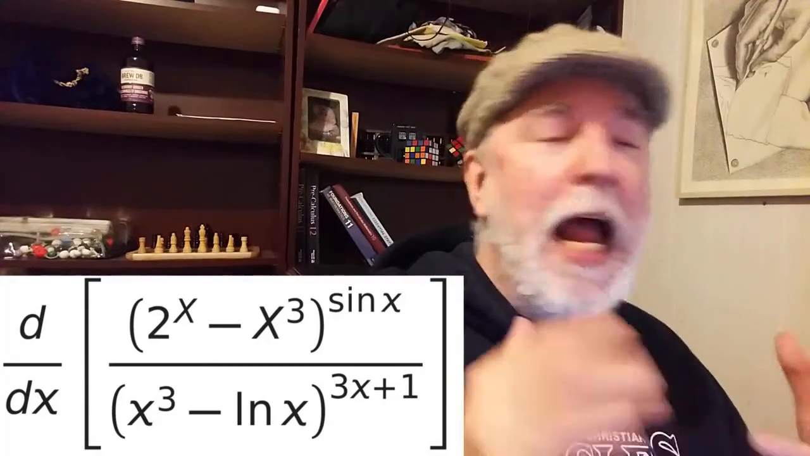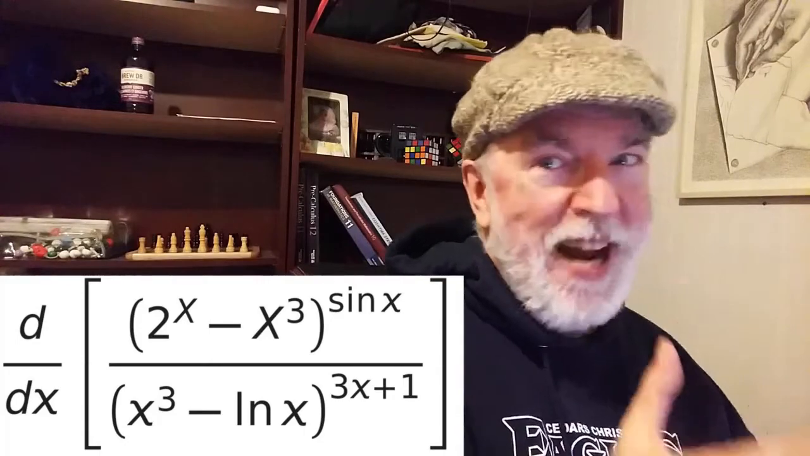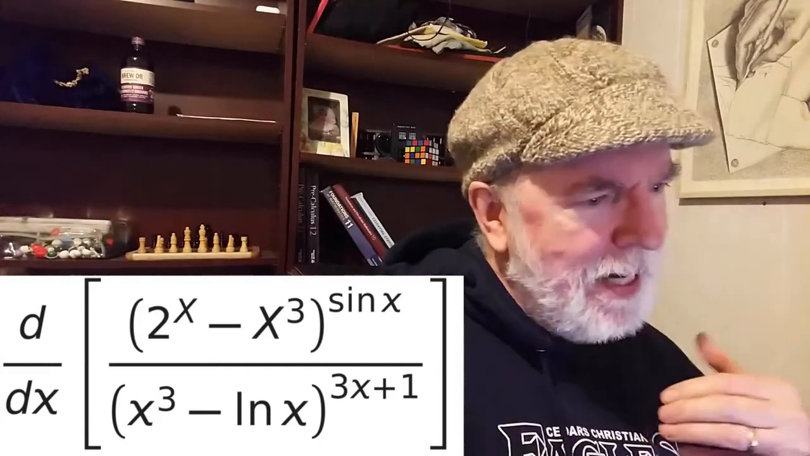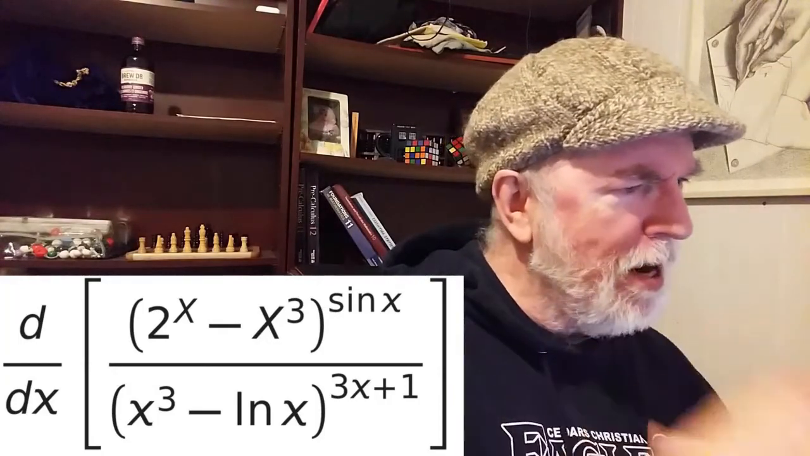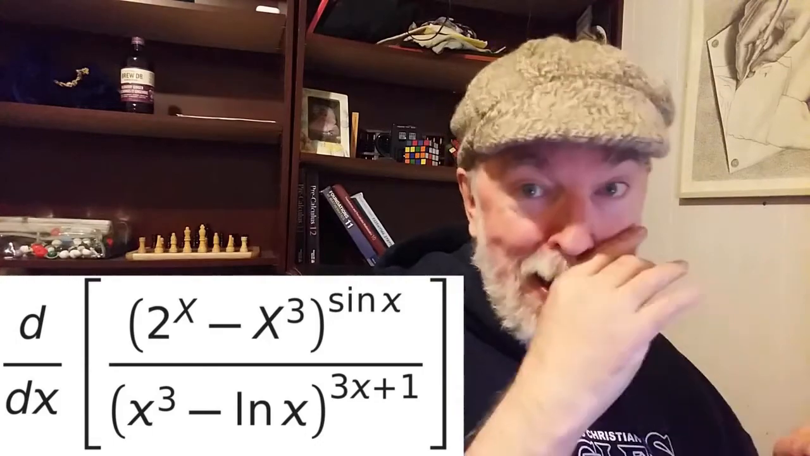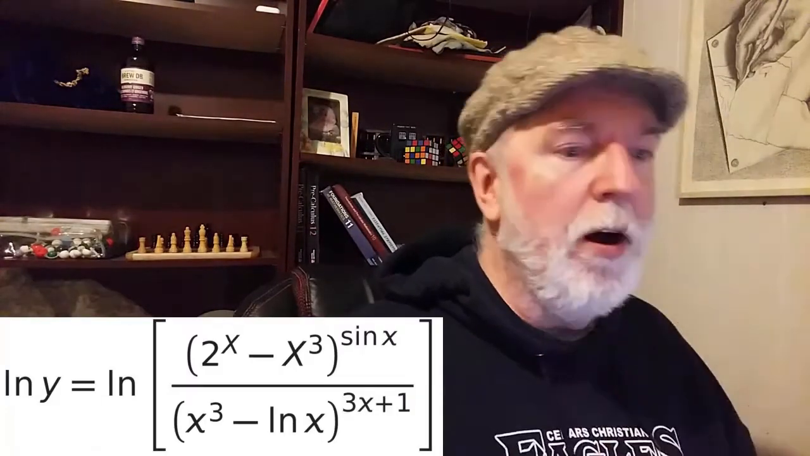But the thing is, I have to be honest. I know that you got to square the bottom, but I can never remember what to do at the top. Is it like u v prime minus u prime v, or is it u prime v minus u v prime? I don't know. Okay, so when in doubt, take the logarithm.